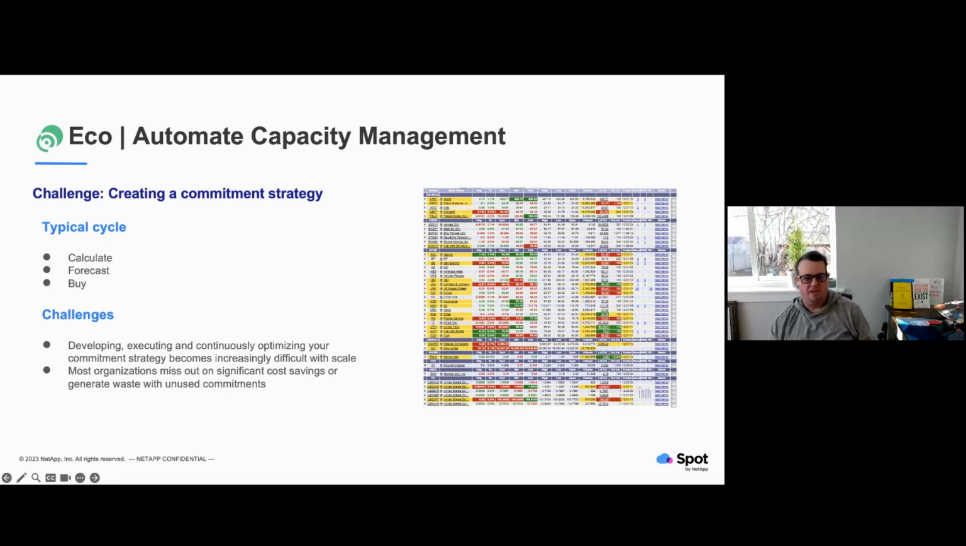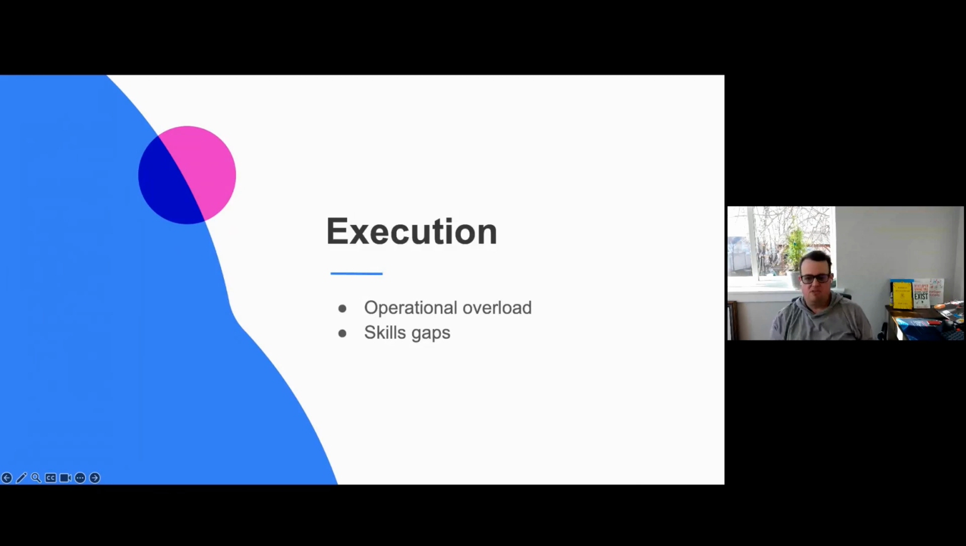And you can see here this animated GIF that shows bunches of colors, but this is actually a screenshot of data that's coming in from the Spot marketplace, showing us what is changing inside of the Azure Spot environment. Most organizations miss out on these cost savings or generate waste with unused commitments that they either forgot about or aren't using correctly. Spot helps you solve that by automating your capacity management. So that's from the FinOps and the visualization and cost management perspective. So execution is the next one.